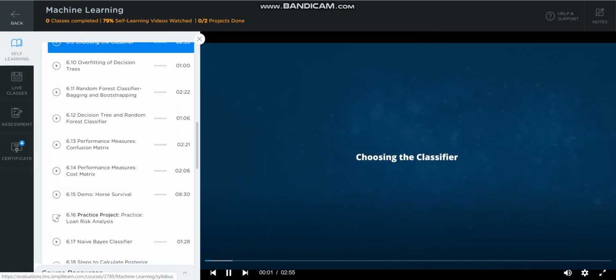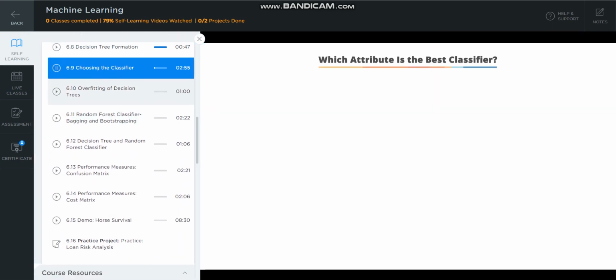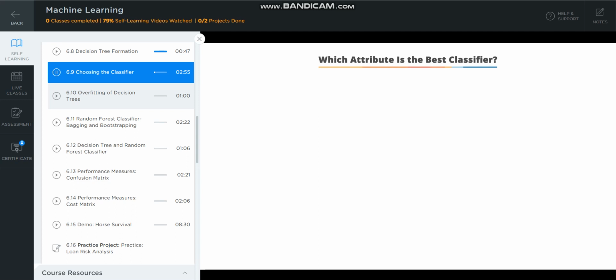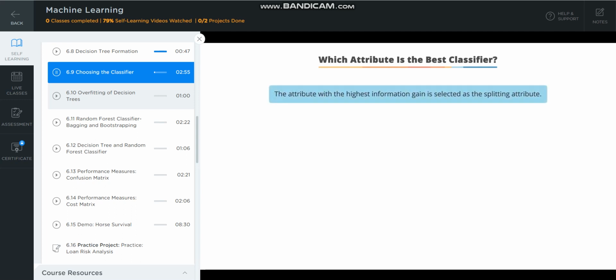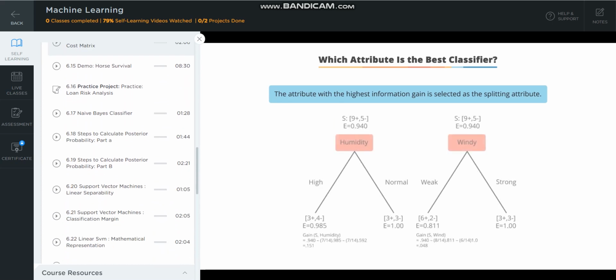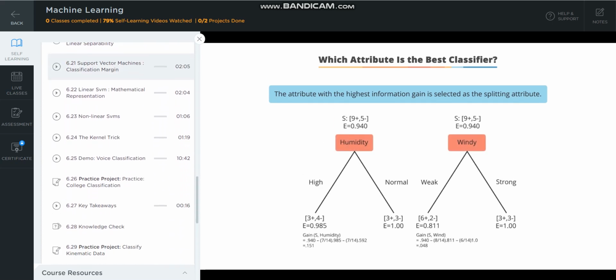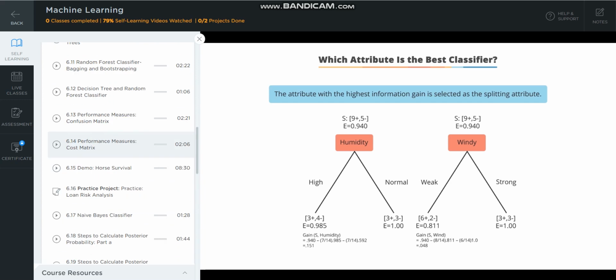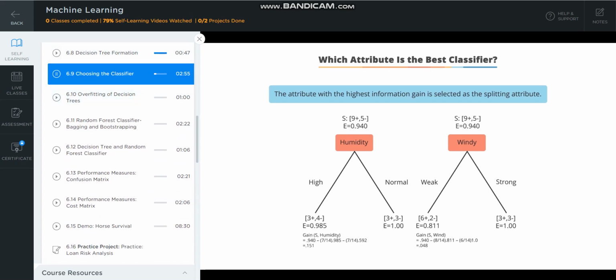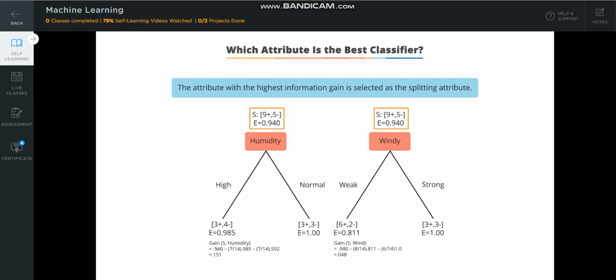Choosing the classifier. The attribute with the highest information gain is selected as the splitting attribute or classifier. The information gain is calculated upon the decrease in entropy when a data set is split on an attribute. Constructing a decision tree is all about finding the attribute that returns the highest information gain. Step 1, calculate entropy of the target. Step 2, then split the data set on the different attributes.